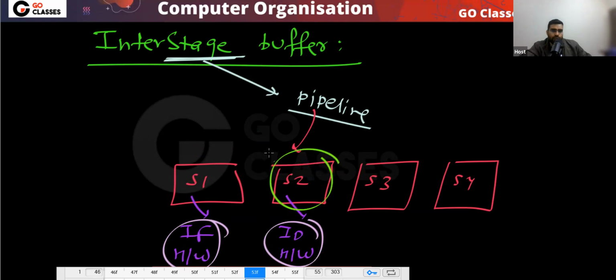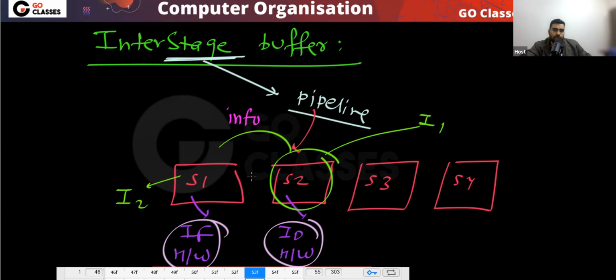Now in this stage, let's assume I want some information from S1. S1 is already executing some instruction, right? This is executing I1, this is executing I2, but S2 needs some information from I1, from S1. Then definitely it is not good to use S1 directly.